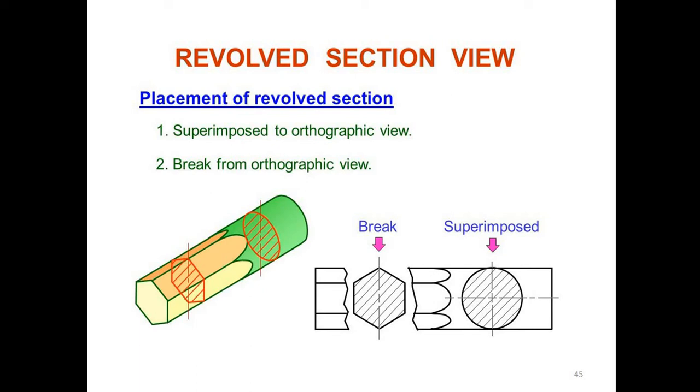The second method is the break method, that is, the revolved break method. The hexagonal part is there, then the cutting plane is shown, which is revolved by 90 degrees to show the break of the revolved section. These are the two methods, or placements, of the revolved section shown in the figure.